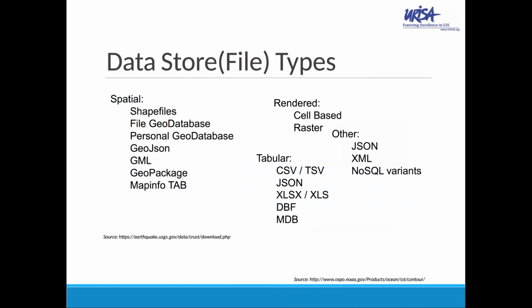Data store types, we should all be familiar with things like shapefiles, file geodatabases, personal geodatabases. So just to talk about the spatial, you should know which ones are the least compact, which ones are the most compact. You should know what types of data can be put into each of them, what types of data can't. You should know where data gets lost and how hard it is to retrieve data from, or expensive it is to retrieve data from, different formats.